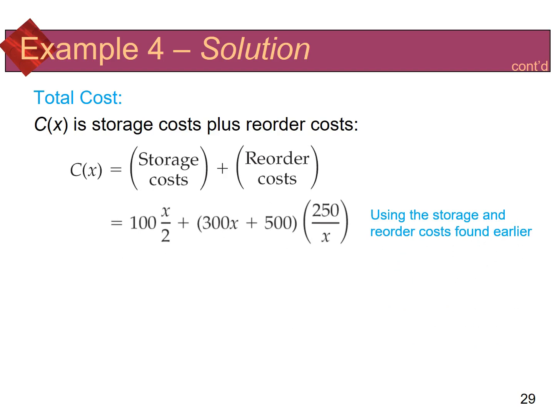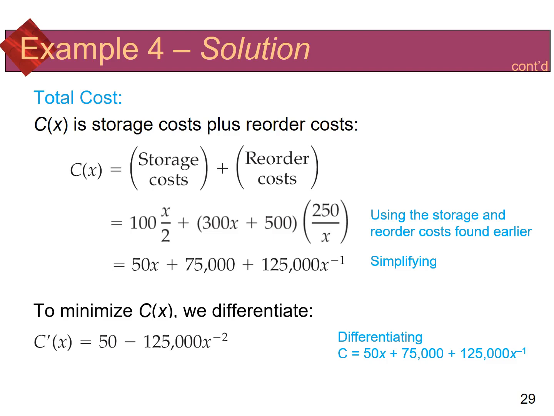So here they have 100 times x over 2, which I don't know why I just didn't rewrite as 50x again, plus 300x plus 500 times 250 over x. And if I simplify this a little bit, I get 50x plus 75,000 plus 125,000 x to the negative 1. Now we're making that x to the negative 1 because obviously I'm looking to minimize this total cost, so I'm going to be using a derivative to see where that minimum is going to be.